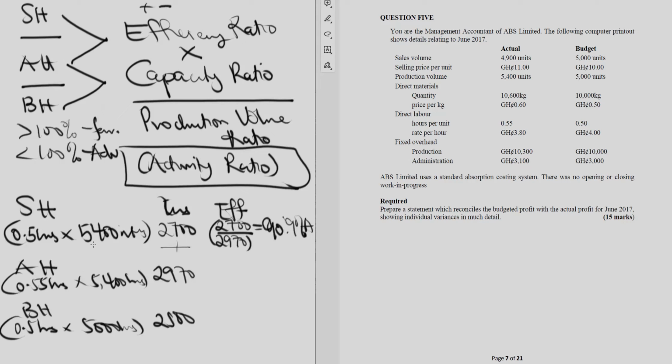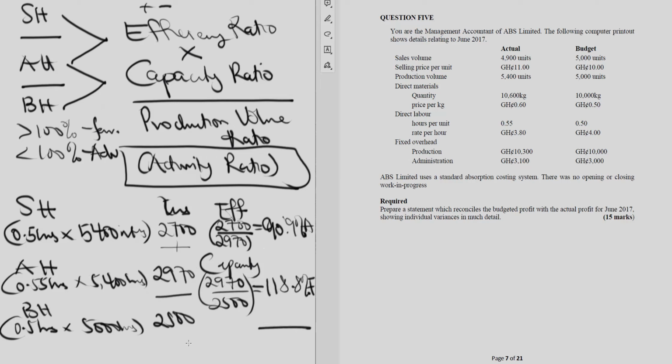You do the same for your capacity, which is actual hour over budgeted hour. And this is the figure you are going to get for capacity. And capacity will just be 2,970 over 2,500. Simple as that. And what do you get then? That's 2,970 over 2,500. You realize that that gives you 118.8, so 118.8% favorable. And you could see that truly our capacity was favorable and our efficiency was adverse.